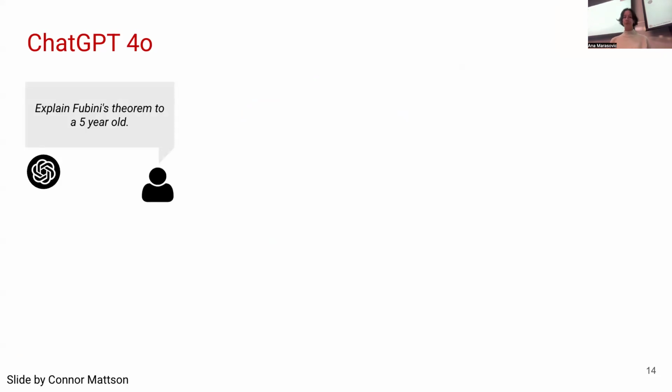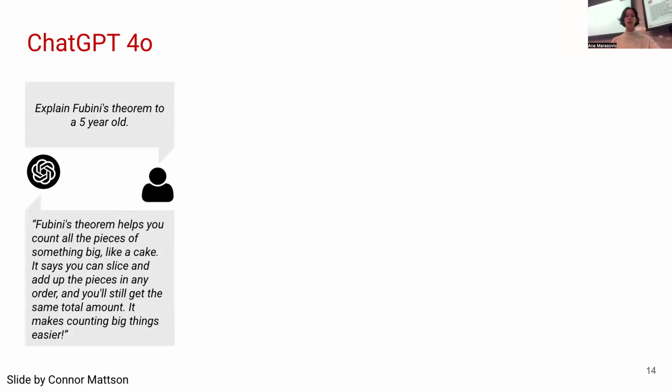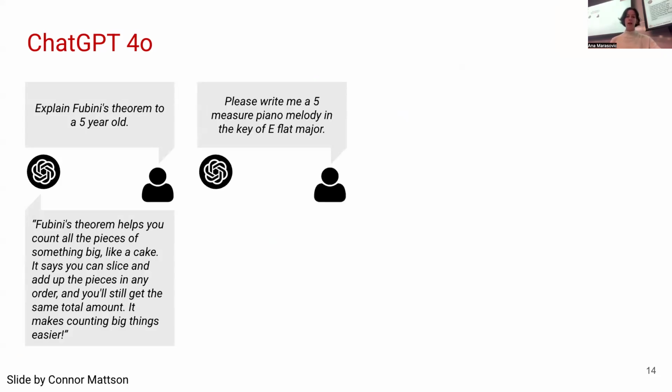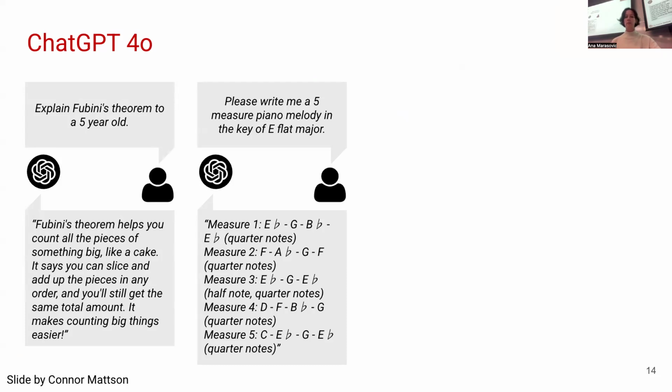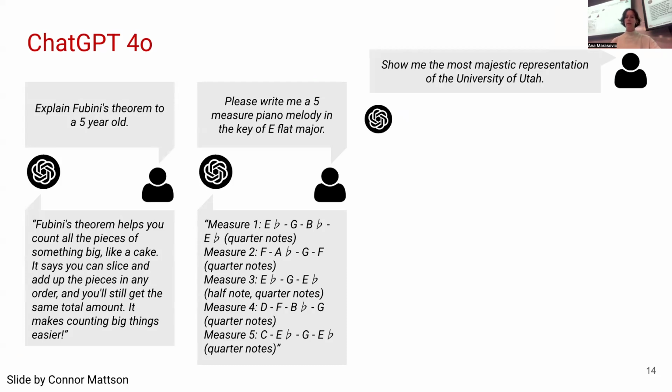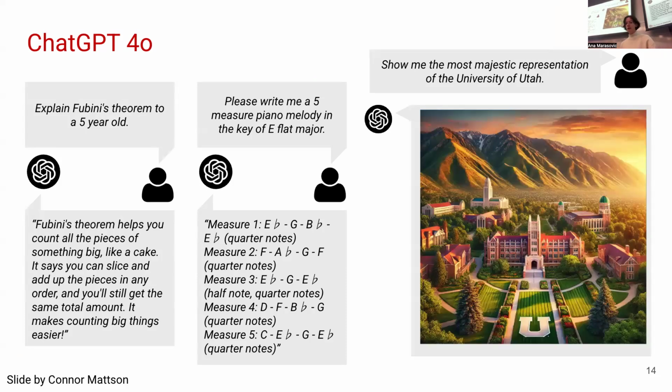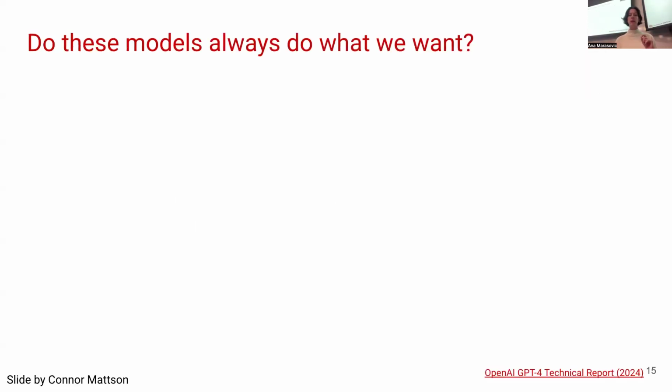Okay, to motivate this last stage of post-training, let me give you an example. So here we have "explain Fubini's theorem for a 5-year-old," and we have an answer. Then we have, "please write me a 5-measure piano melody," and so on. It answers, and it asks for a majestic representation of the University of Utah. I'm not gonna lie, it's pretty majestic. I wonder where the CS department is, like our new building. But in any case, we had ChatGPT following every single instruction. We have given it really well.